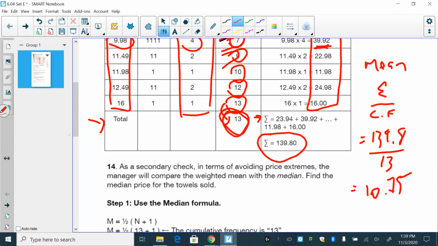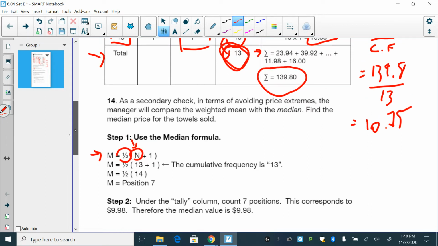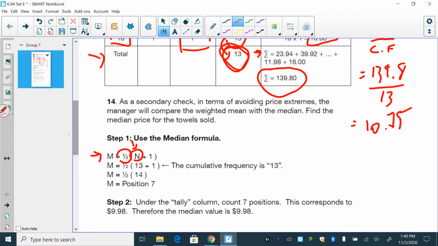Now, another way to talk about the middle is median. So we want to know what the median is. Now we're going to use the median formula. Instead of writing all these numbers from least to greatest, you're going to use this formula. Okay, so this half is always there, this n is always there, and then plus 1. So the n is the number of items, the total number of items. So that's your cumulative frequency.